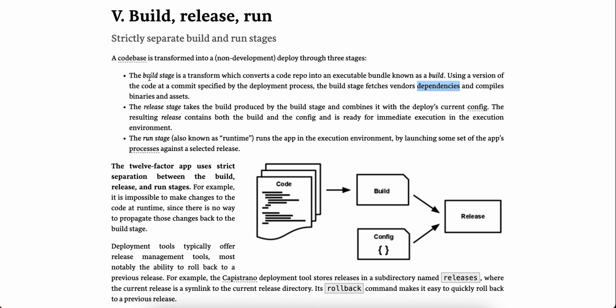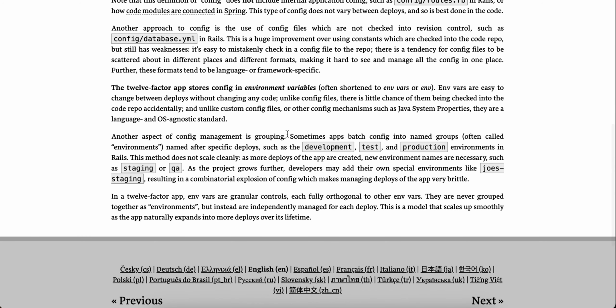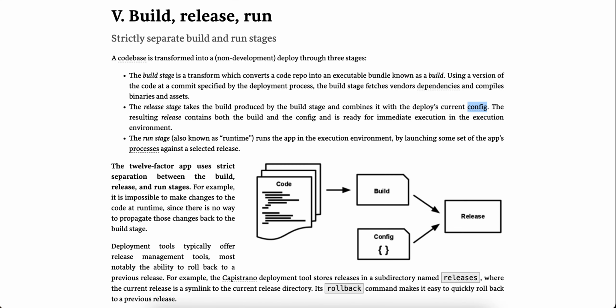That's it, nothing more. Release stage takes the build produced by the build stage and combines it with the deploy's current config. So in the previous video, we also covered that each deployment will have a separate config as well, or any value which changes between deploys is something which qualifies to be stored as a config. So this essentially is what they're implying when they say that your release stage combines your build stage's output and your configs for the particular deploy environment.